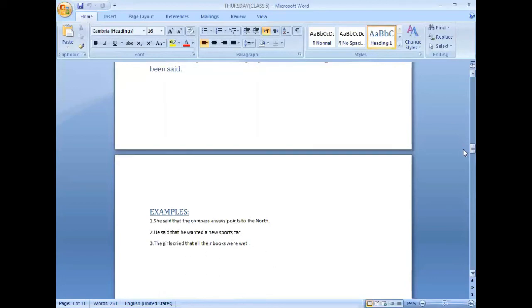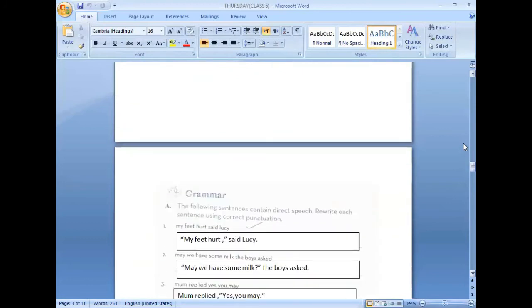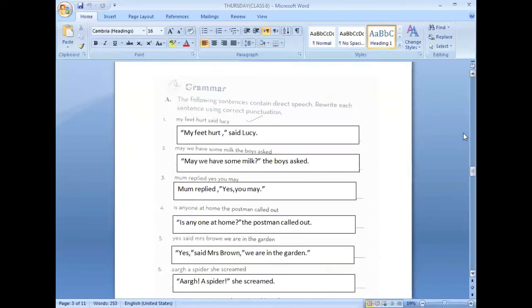We'll come to the exercise of our book. The exercise is on page number 40, our book, page number 15. The question says, the following sentences contain direct speech. Rewrite each sentence using correct punctuation. What does punctuation mean? Inverted commas open and inverted commas close, commas, full stops, exclamation marks, question marks. This is all included in the punctuation.